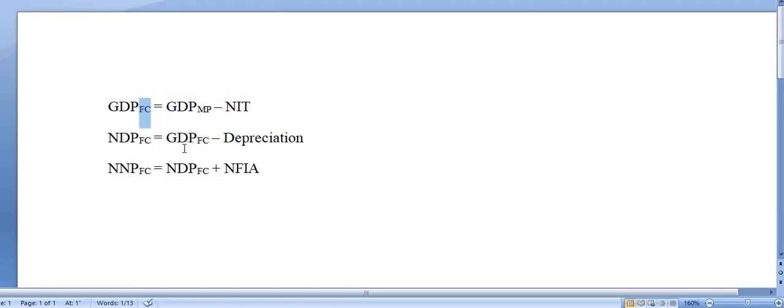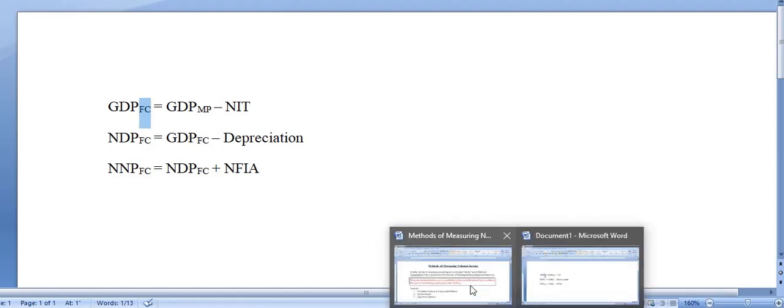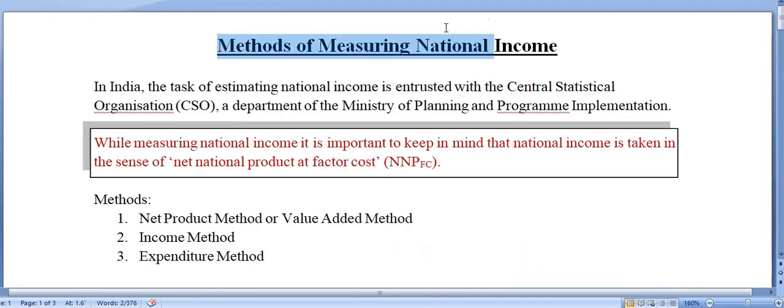So now, how to calculate national income? This is why we are here in this chapter called methods of measuring national income. Always keep in mind that national income is always NNPFC, that is net national product at factor cost. Remember, always. Now, there are three methods to calculate national income. You won't get national income immediately, but you have to derive national income from that. Always remember.